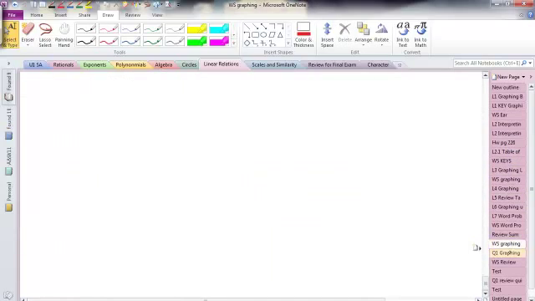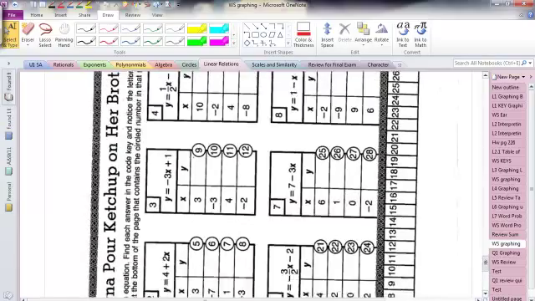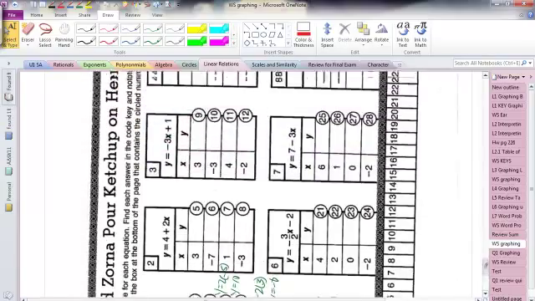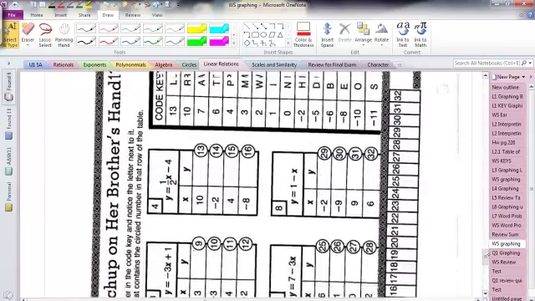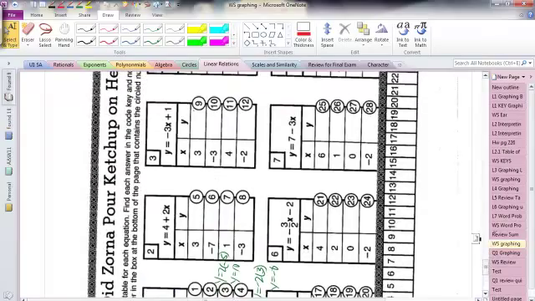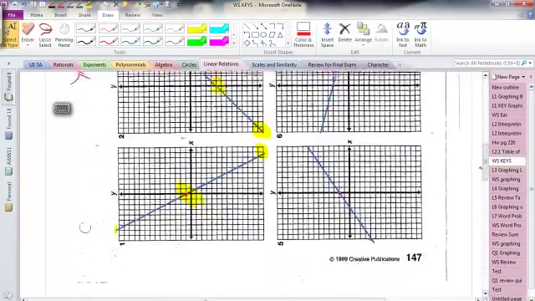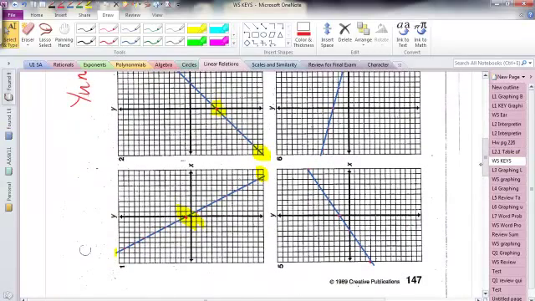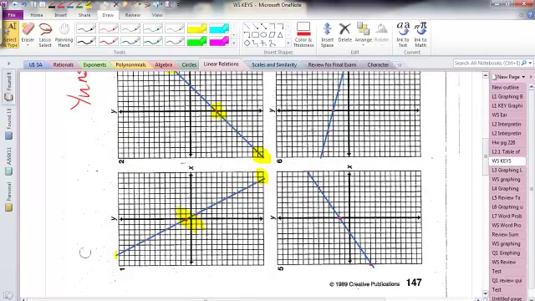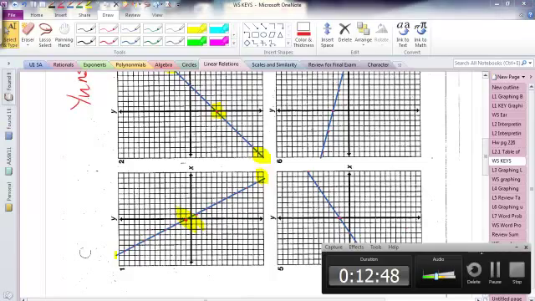If you look on worksheet graphing, we're looking for this worksheet. Why did Zorna pour ketchup on her brother's hand? So you need to fill out this worksheet, and on the other side, you'll see graphs that you can use to graph it. Now, my graphs are sideways. You should look at your X and Y's. Okay, so I'm going to hand this out to you.